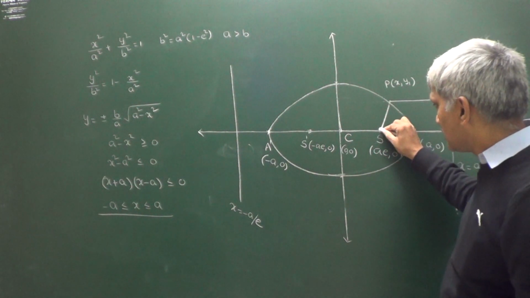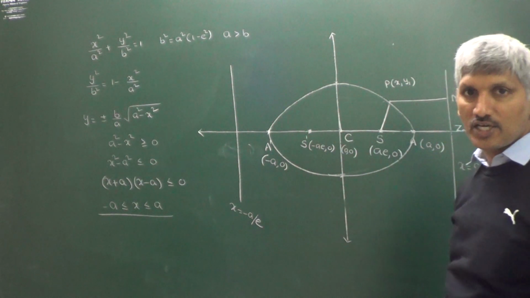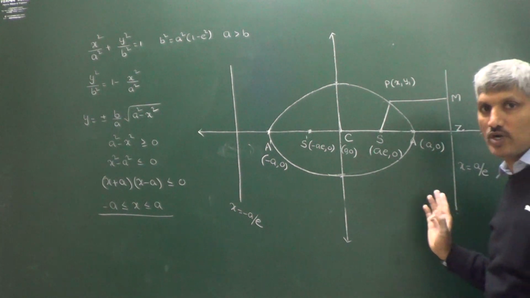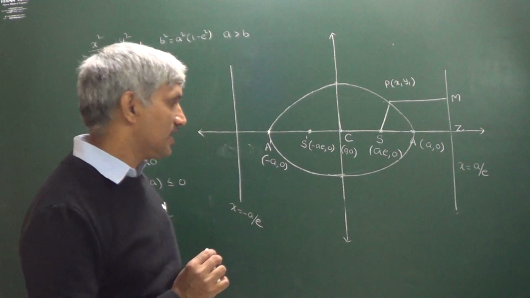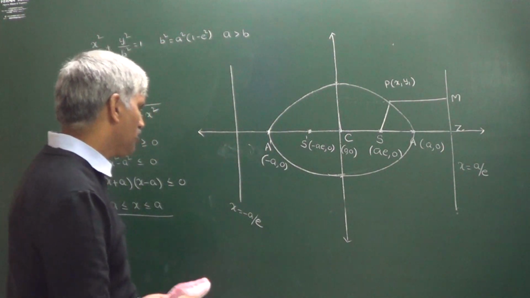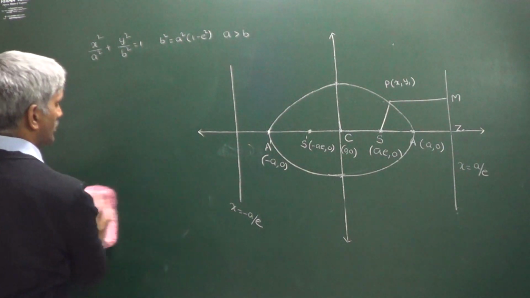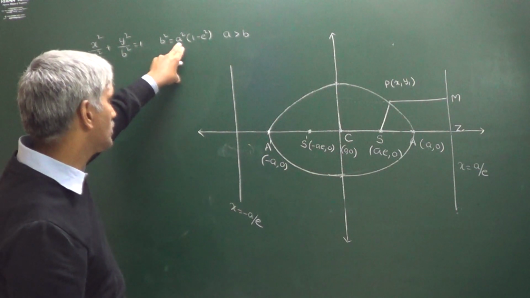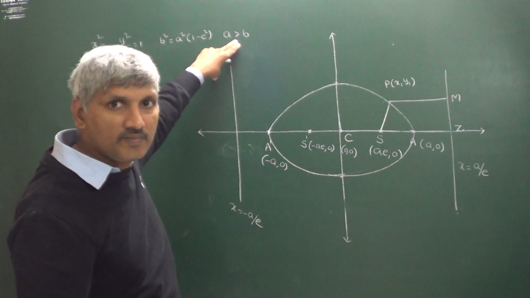One focus is (ae, 0), the other focus is (-ae, 0), and the two directrices: x = a/e is one directrix and x = -a/e is the other directrix. Now here, for the equation of an ellipse, x²/a² + y²/b² = 1, where b² = a²(1 - e²) under the condition a > b, right?